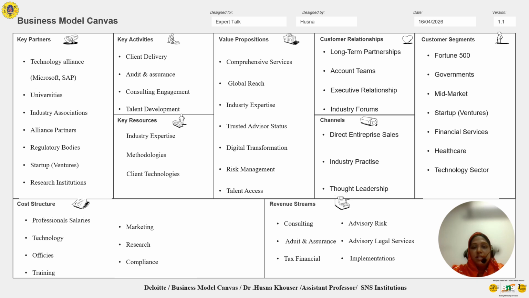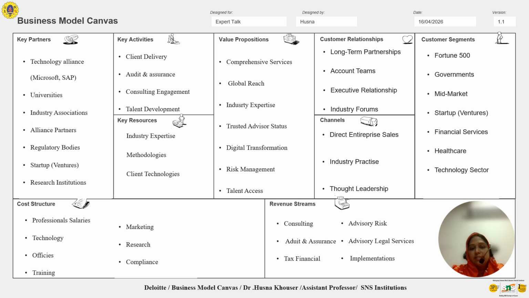And then customer relationship. Deloitte always maintains a long-term relationship. They use dedicated accounts. They use executive-level relationships. So if you're running any startup or consultancy, you can maintain the relationship through WhatsApp support, regular updates, and then personalized dashboards. So in BMC, relationships are about trust and retention. They are not just communication.